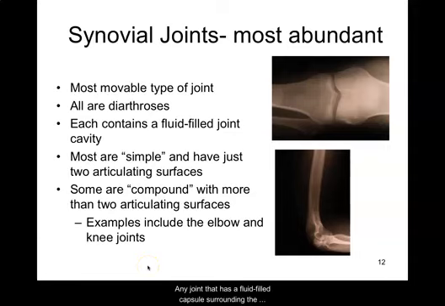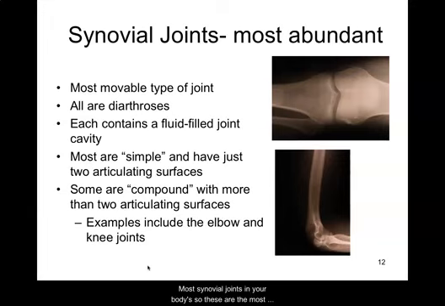Any joint that has a fluid-filled capsule surrounding the articulating surfaces, via bones or bone to cartilage, whatever it may be, is considered a synovial joint, a fluid-filled capsule surrounding the articulating surfaces. All synovial joints are always going to be classified as diarthrotic joints or freely movable joints. As I mentioned previously, the range and degree of motion might be different considering which joint you're talking about, but all will always be considered diarthrotic joints.